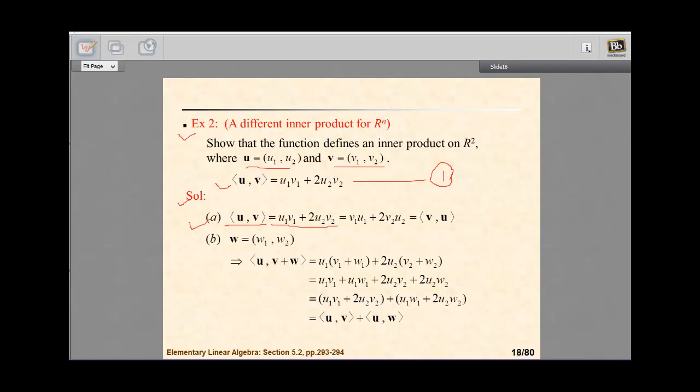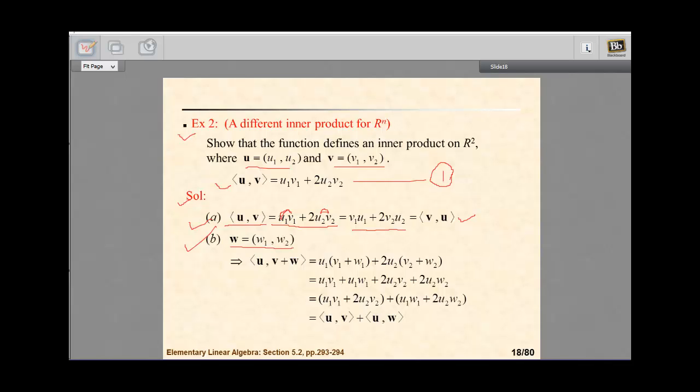Axiom number 1, that is the inner product of U, V. From equation number 1 we can write U1 V1 plus 2 U2 V2. So we can interchange U and V, and similarly V and U. Here we interchange V1 and U1. When you interchange these, you can write the inner product of V comma U. So our property number 1 holds, it is satisfied.